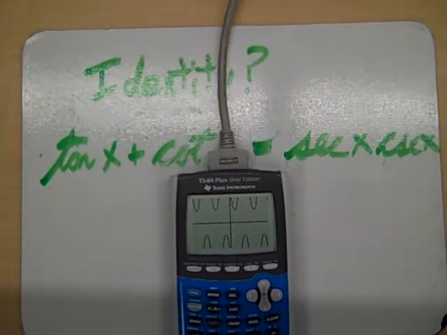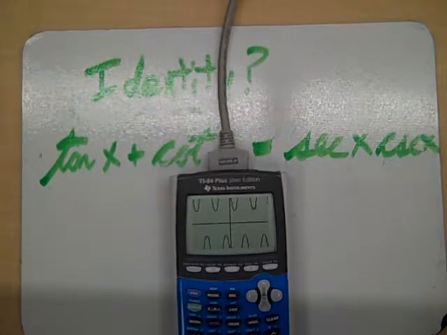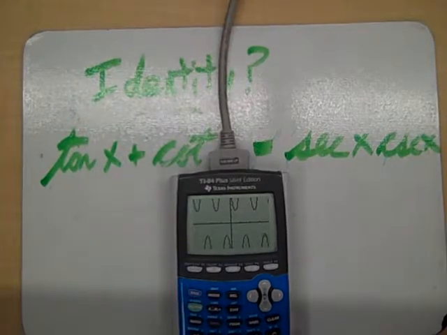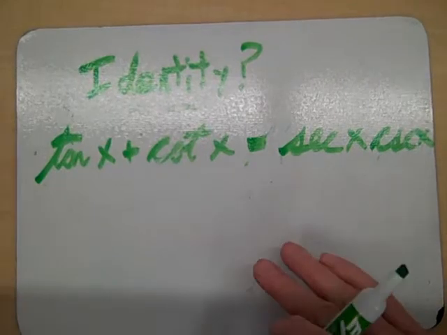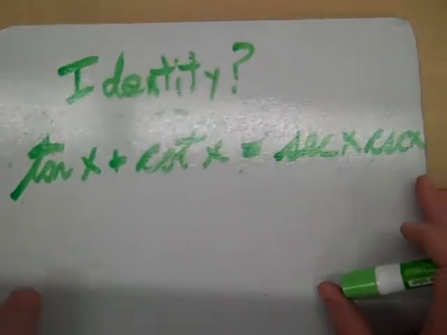And notice how nicely that circle follows the curves of the original, which leads me to say that yes, this does appear to be an identity. I'm not going to solve the identity, I'm just going to say yes, it does appear to be an identity.